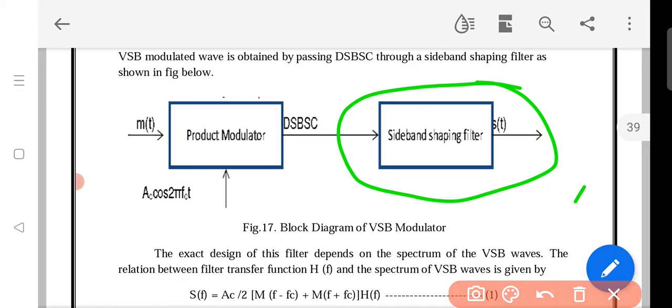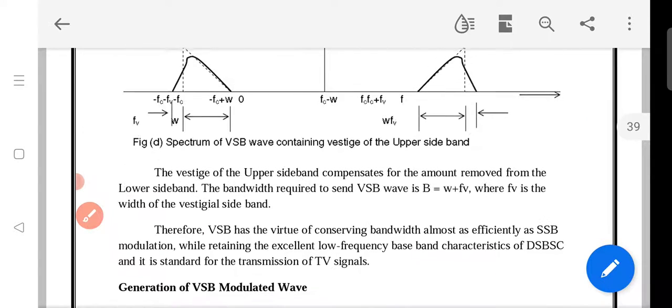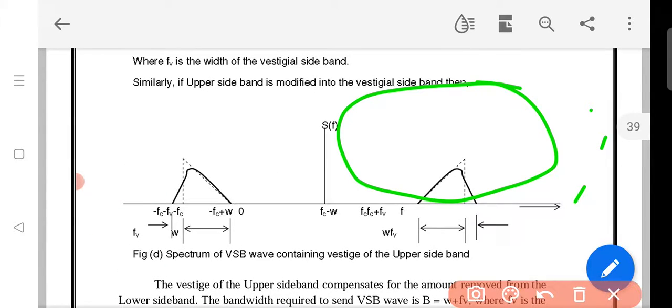In other words, some frequency components in that particular lower sideband or upper sideband frequency range must be passed through here. That is why it looks like this, as shown by the graphical representation. That's why it is called shaping.